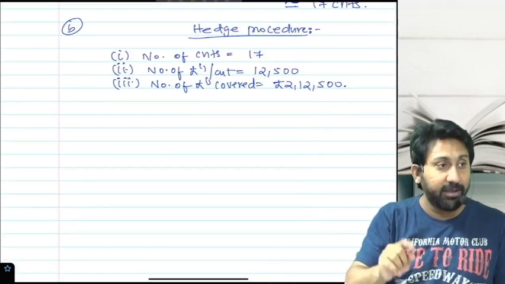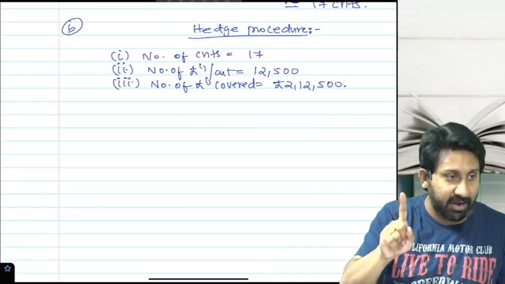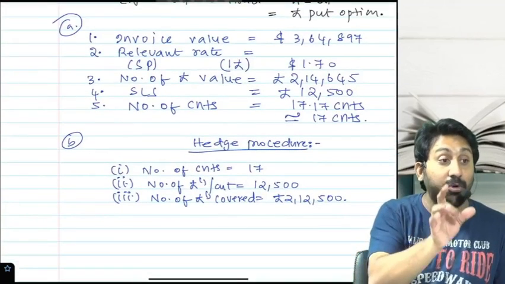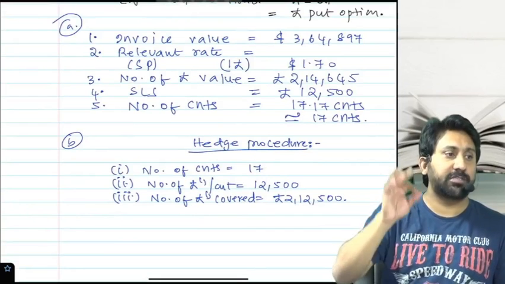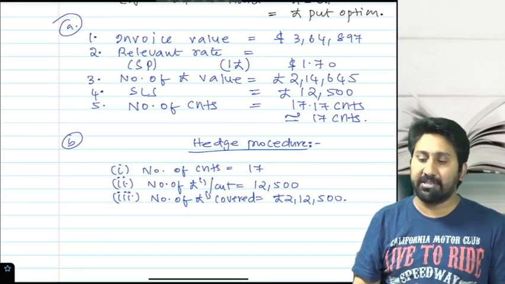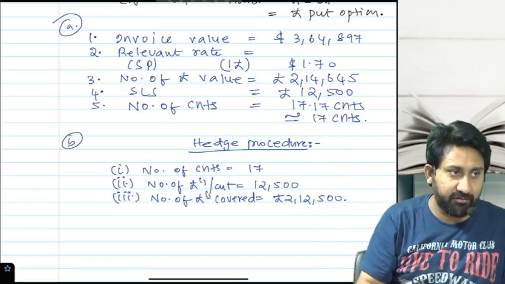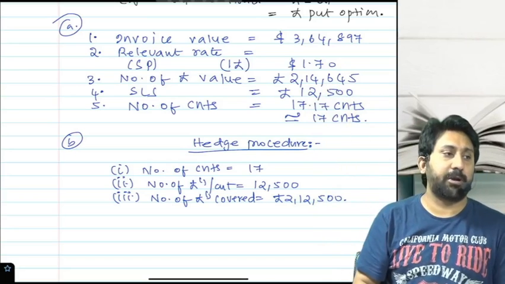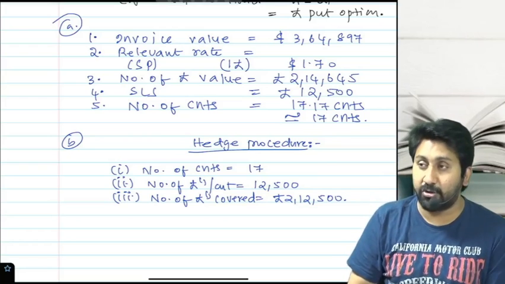No. Do you know why? The reason is very clear. 2,12,500 covers only the rounded off 17 contracts. What is my total invoice value? 364,897. In pound terms, how much is the invoice value? 214,645. At what rate did you convert? 1.7. Why did you convert at 1.7? Which hedging strategy are we using? Options.